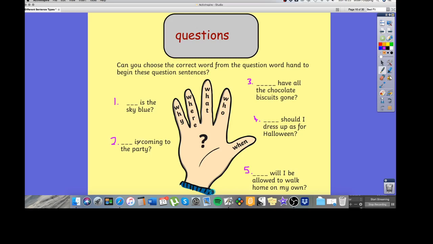Second one, something is coming to the party. Why is coming to the party? Where is coming to the party? What is coming to the party? Who is coming to the party? When is coming to the party? So what would that be?